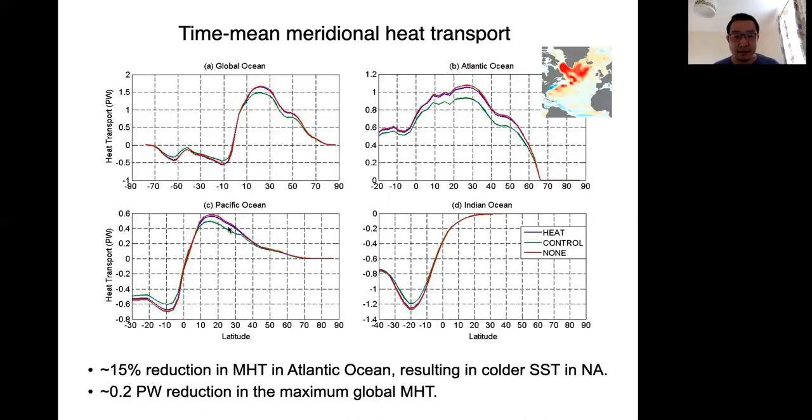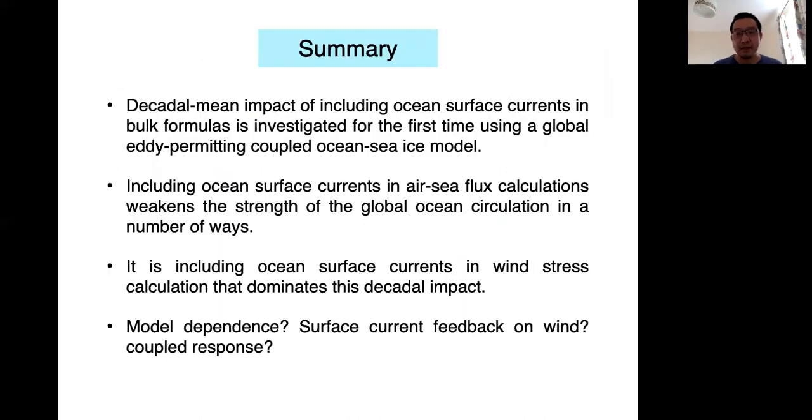The similar reduction is also seen in other ocean basins, and so the total global meridional heat transport is reduced by 0.2 petawatt. Okay, so that's the summary.